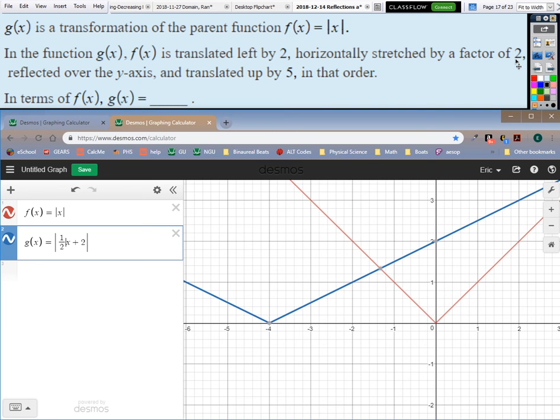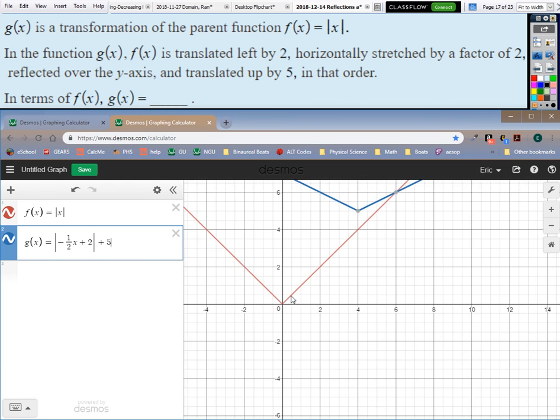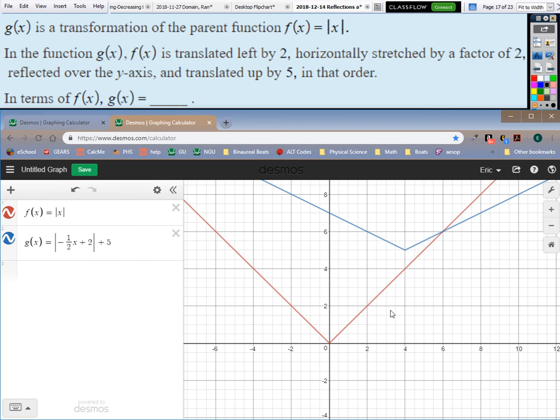Now how do we reflect over the y-axis? The negative goes with x, right? But think about that. If I say 1/2 times -x, how would I probably want to write that? -1/2 x, right? So we'll put the negative out in front of the 1/2. There's our reflection. And then finally, what do we want to do? Add 5. Where do I add 5? Outside. And if I zoom out, there it is, right? Anybody see that? Okay, let's try another one.